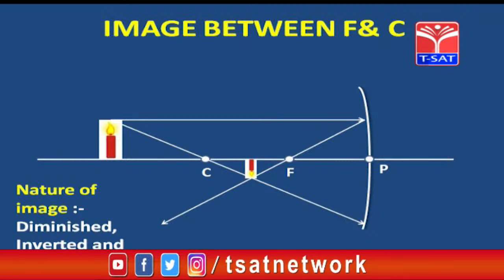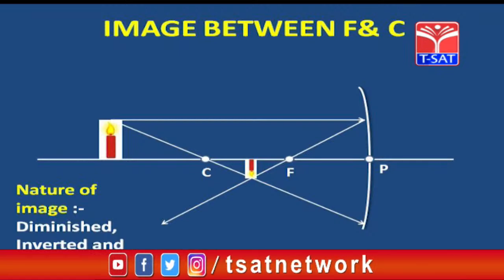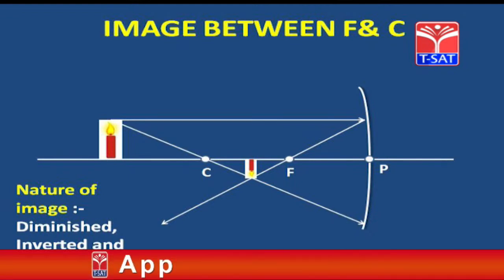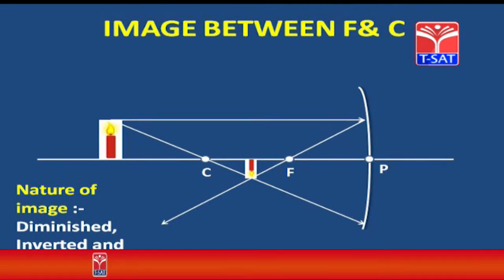Now, compare the image to the object, children. Yes, you see that the image size has diminished. It is still inverted and it is again a real image. If you move the object farther and farther away from the center of curvature, then you will be getting a highly diminished image. As we have seen, as the object goes far away, the image gets closer and the size of the image gradually diminishes. That was with the concave mirrors, children.